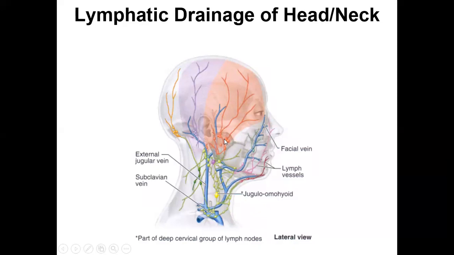So if you have a nick or a cut just in front of your ear, understanding that it's going to drain to the parotid nodes, versus a cut on the back of your ear is going to drain into the retroauricular or the mastoid nodes, versus a cut on the back of your head would drain into the occipital nodes.